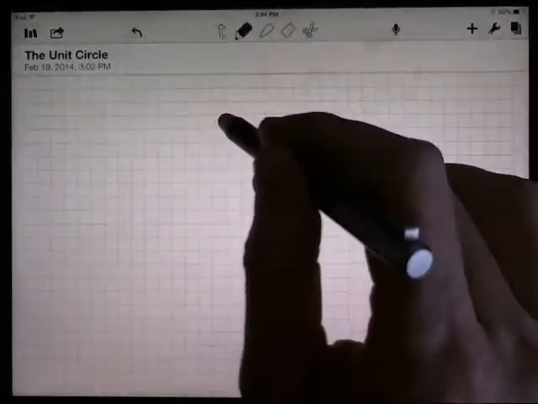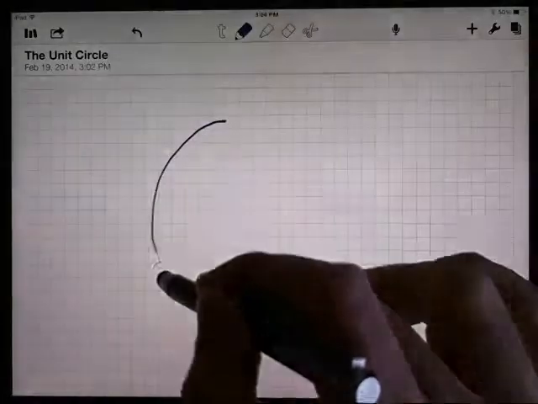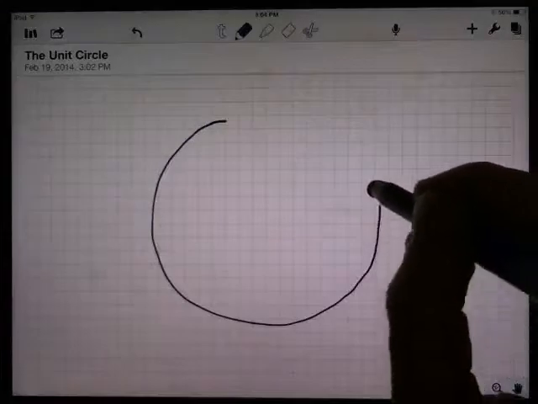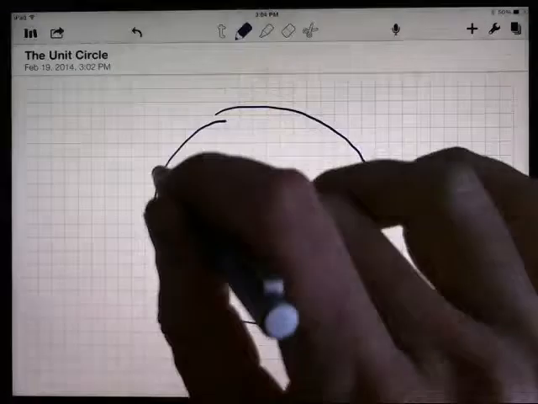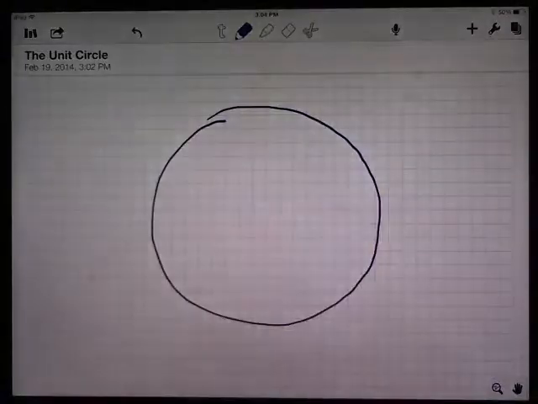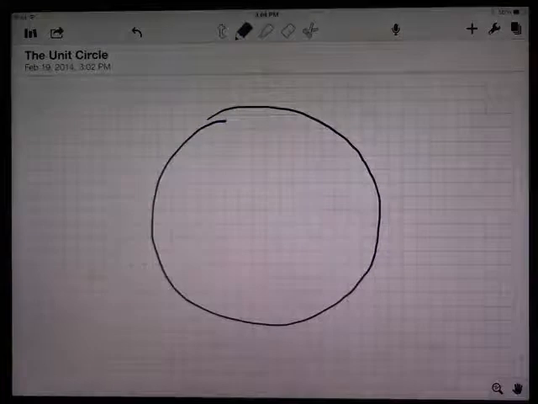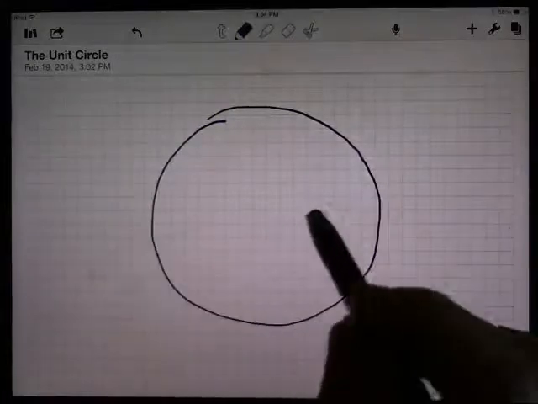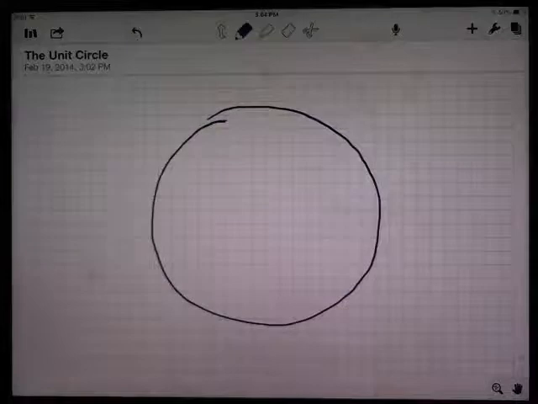It is time to talk about the unit circle. Some trig textbooks will use the unit circle as a way of defining the trig functions. I use it as a way of understanding them a little better. I'll show you why. Well, first of all, the unit circle. What the heck is the unit circle?